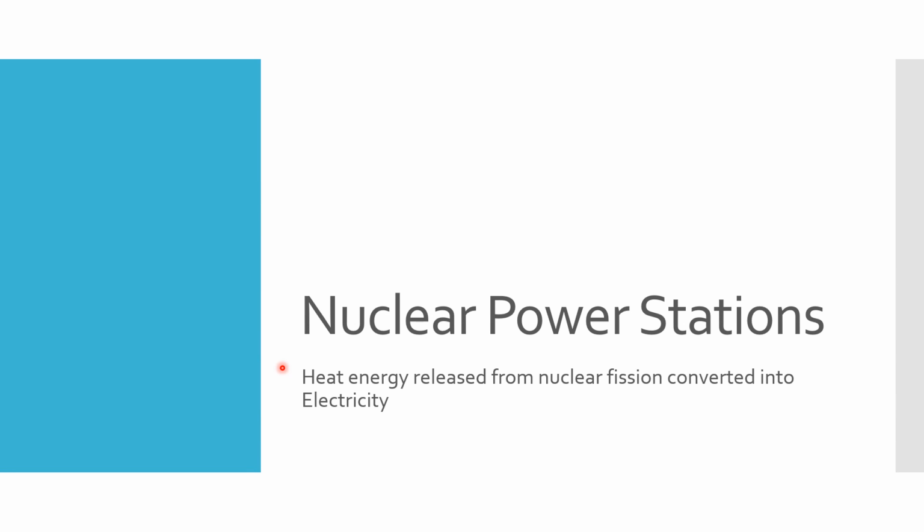Now let us talk about nuclear power stations. Obviously, in a nuclear power station you use heat energy which is released from nuclear fission, and you use that heat energy to produce steam, which rotates the steam turbine, which in turn rotates generators which produce electrical energy. So let us look into these plants in detail.